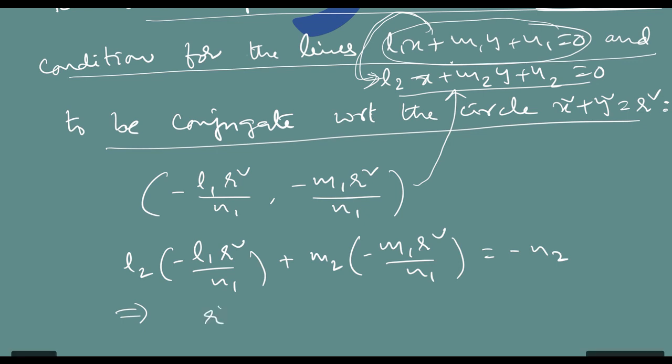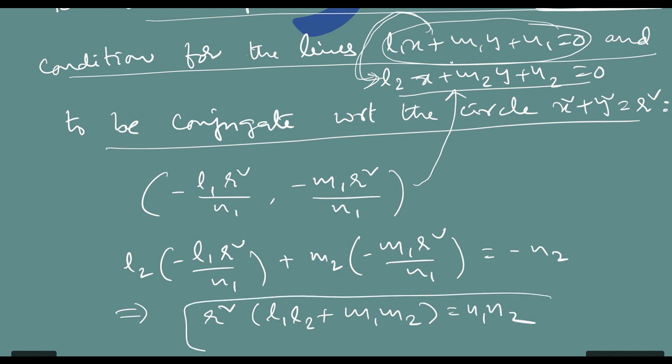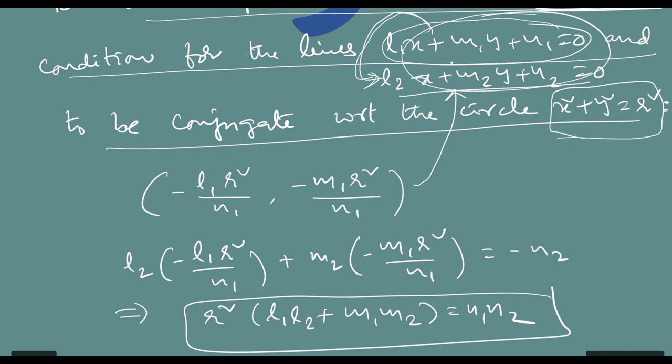You see that you are getting ultimately r square into L1 L2 plus M1 M2 equal to N1 N2. This is the condition for these two lines to be conjugate with respect to this circle, not for s equal to 0. This you can remember as a formula. Now you can complete the solved examples and exercise 4 using this concept.